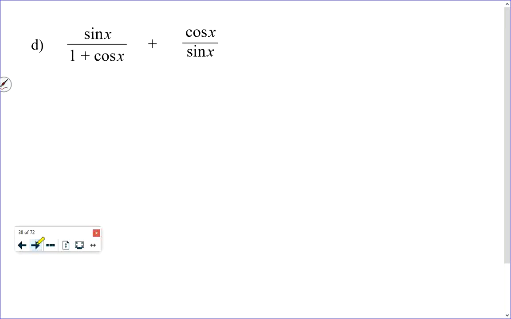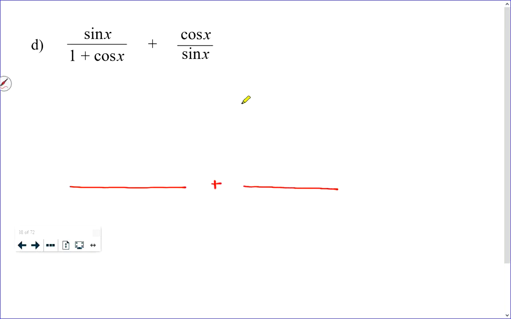So, what's the common denominator here? I'll do this in 2 steps. What will the common denominator be? If I had 1 over 3 plus 2 over 5, the common denominator is the product of 3 and 5, only because there are no factors in 3 that are in 5 and no factors in 5 that are in 3.